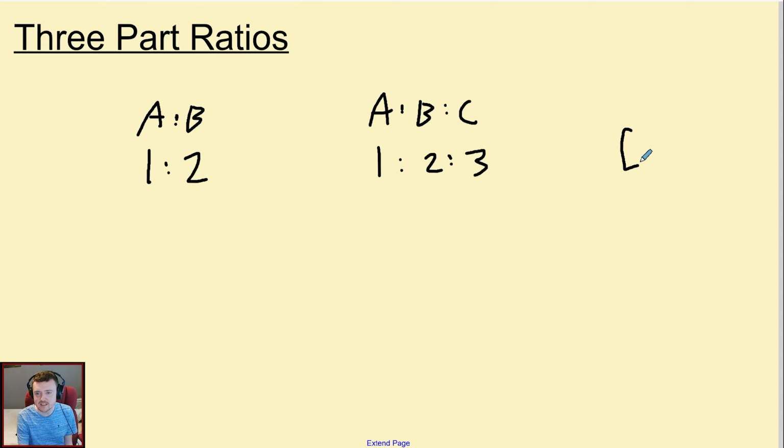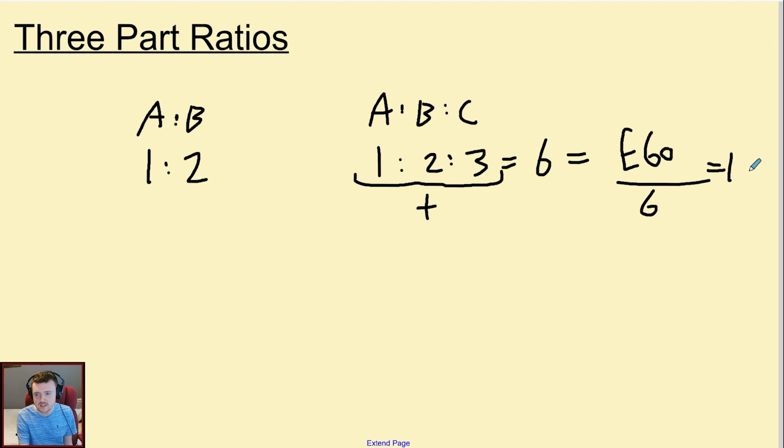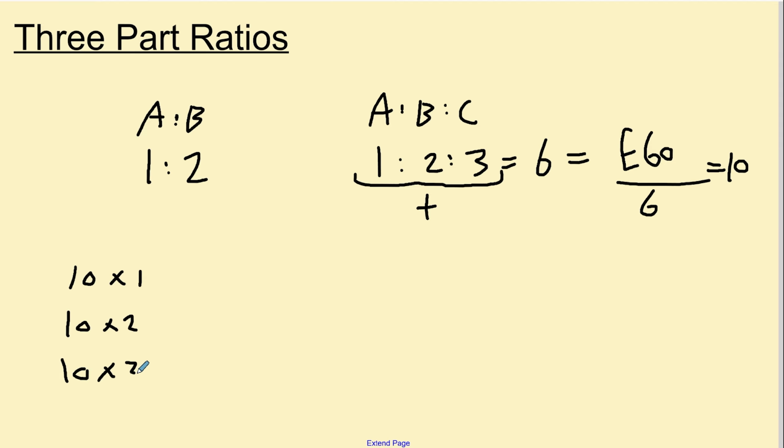If we take, let's say, £60 here, instead of doing 1 add 2 makes 3, we're going to do 1 add 2 add 3 makes 6. So 6 is equal to 60. So divide that by 6. That means that 1 part is equal to 10. And that means that we can multiply those out. So 10 times 1, 10 times 2, and 10 times 3, just with easy numbers to get you into the idea. That's 10. That'll be 20. And that'll be 30. And then to check it, we make sure that they do add up to 60 again, which they do. So that is the same principle.